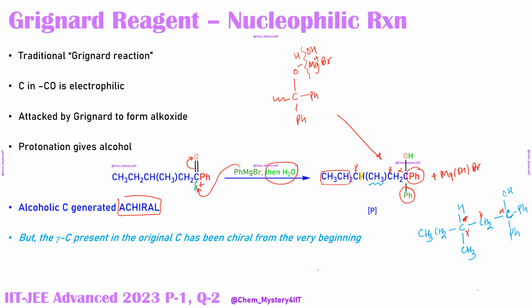So that carbon is still chiral, and because it was asked whether product P contains a chiral carbon or not, the answer was yes, this product contains a chiral carbon. It is a little tricky in the sense that where electrophilic attack is happening, that carbon is not chiral. Some other chiral carbon which was present from the very beginning is still remaining as such, without being affected any longer.